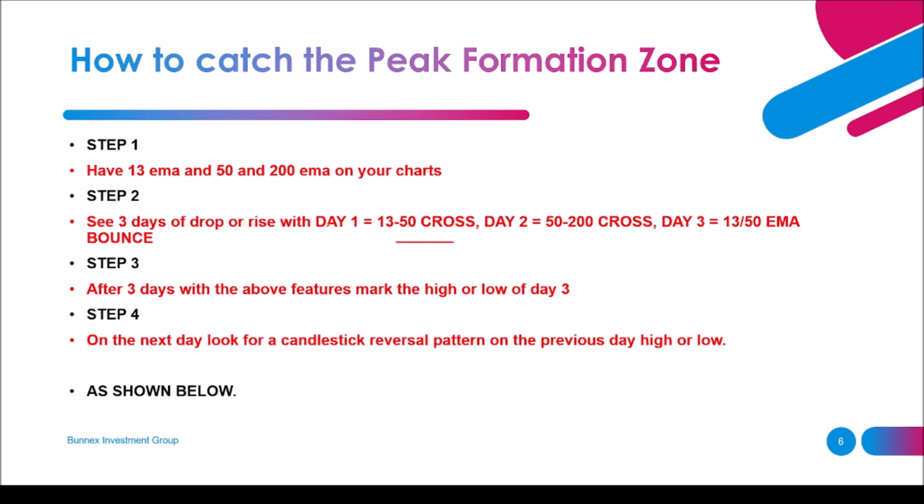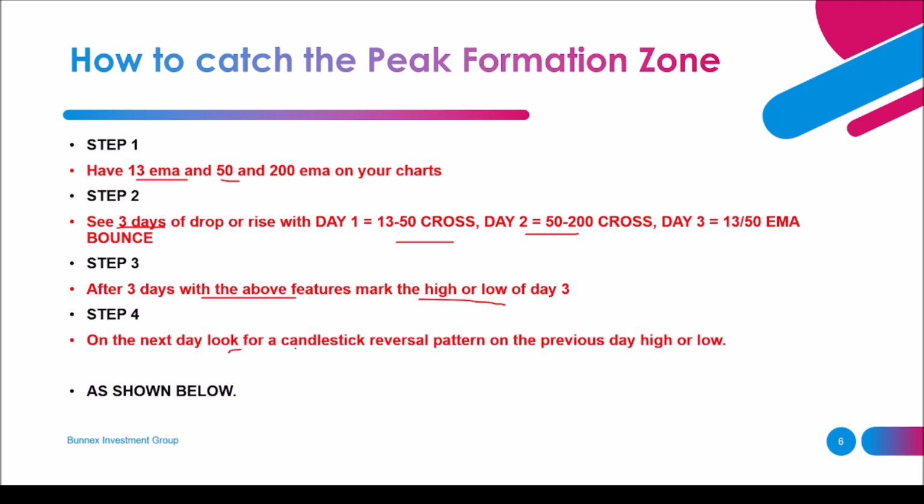Step one, we need to have 13, 50 and 200 EMA on our charts. Step two, we need to see 3 days of drop or rise with day one equal to 13/50 EMA cross, day 2 50/200 EMA cross, day 3 13 or 50 EMA bounce. After 3 days with the above features, mark the low or high of day 3.